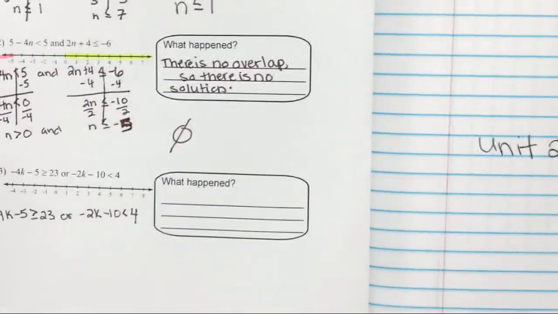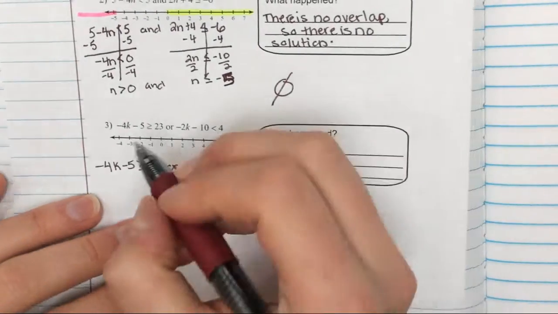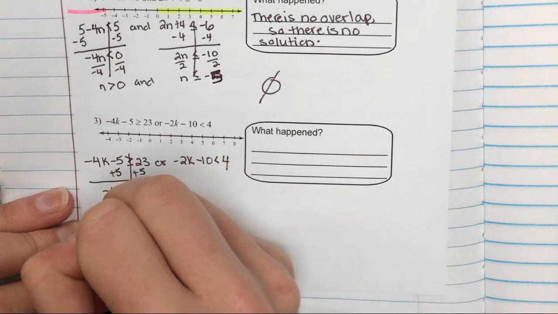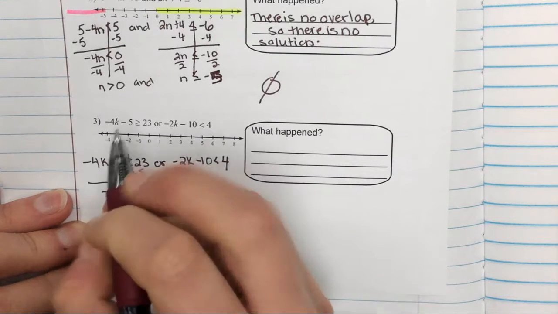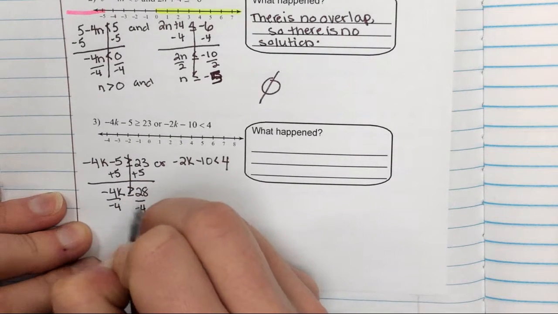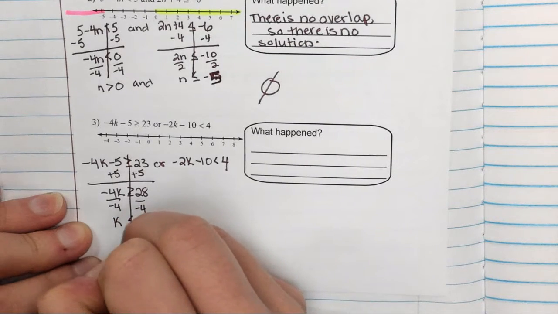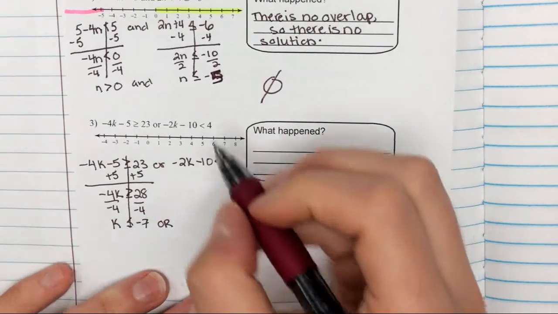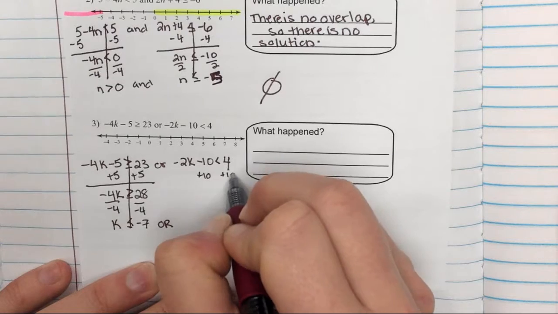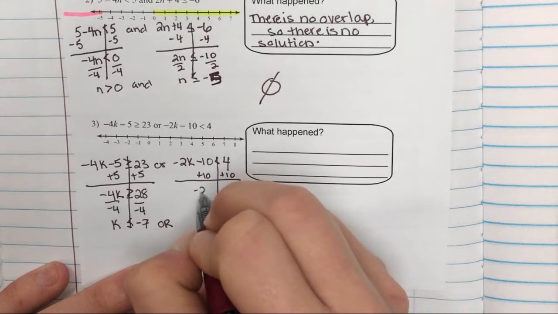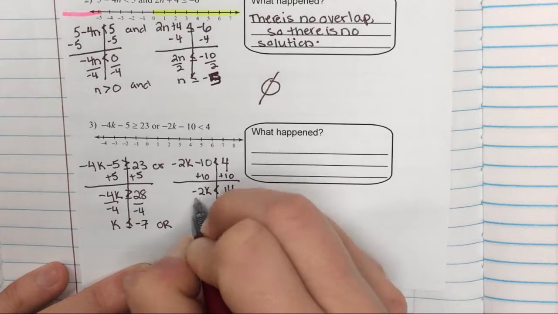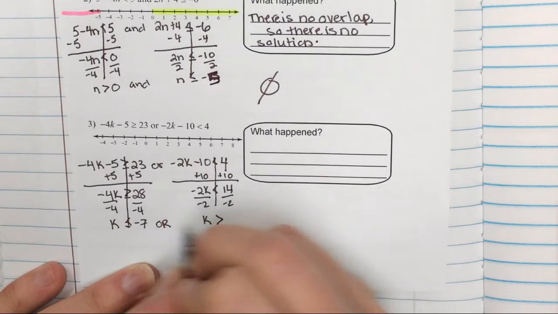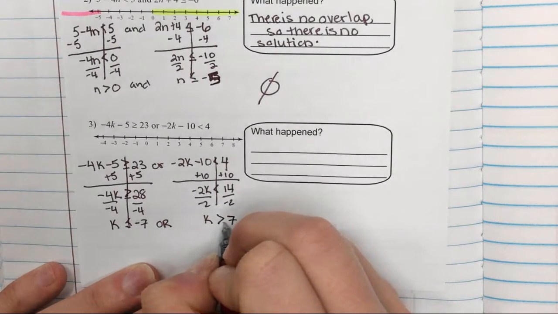All right, coming back over here. I am going to start by adding 5 to both sides. So I have negative 4k is greater than or equal to 28. I'm going to divide by negative 4, and that gives me k is less than or equal to negative 7. Or, notice I flipped that symbol, right? Divide by a negative. Add 10 to both sides. I have negative 2k is less than 14. Divide by negative 2, and I end up with k is greater than negative 7.